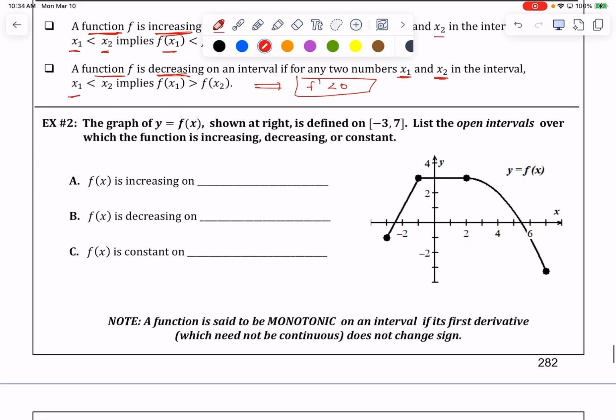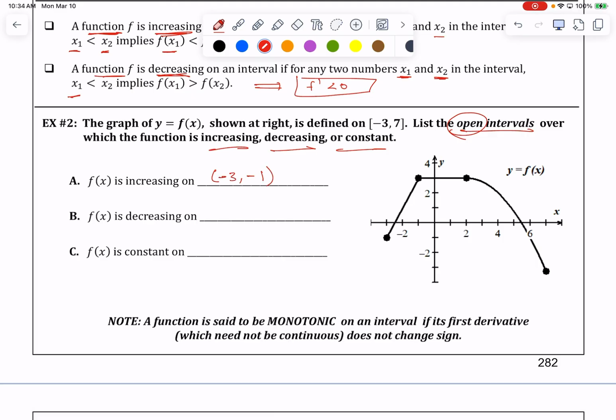So let's take a look here. Example 2. The graph of y equals f of x is shown at the right, defined on the interval from negative 3 to 7. List the open intervals over which the function is increasing, decreasing, or constant. Real quick, can anybody tell me where it's increasing? Where does it look like the y values are getting bigger as you go from left to right? Negative 3 to negative 1. And we'll do open intervals.